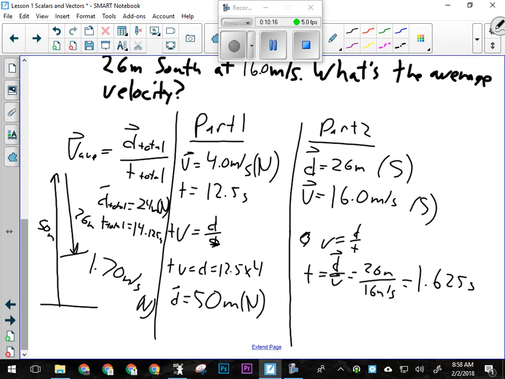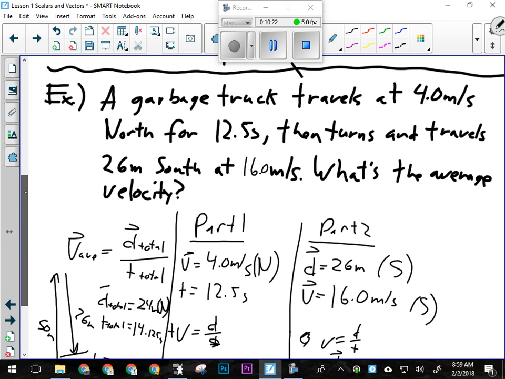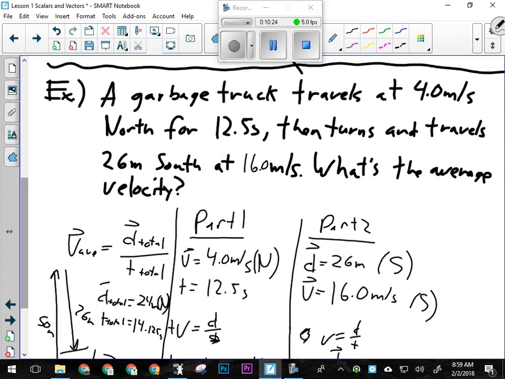Everybody follow there? All right. Using that same information, I want you to now calculate the total distance traveled and the average speed for that trip. We just did the vector one. Now I'm asking you to do the scalar part. What's the total distance traveled and the average speed over the whole trip?